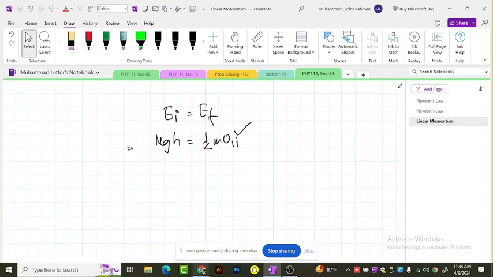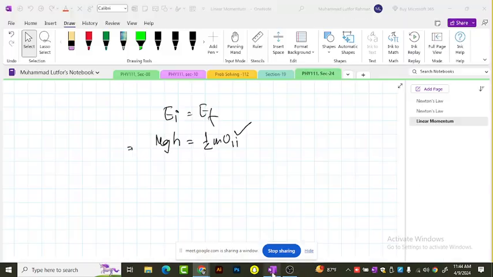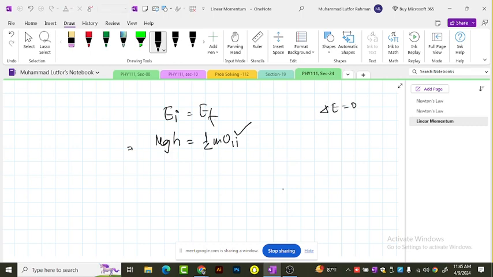Sir, is there any friction on that curve? No, it's frictionless. And if there were friction here, the equation would be different. Exactly. The change of mechanical energy should be equal to the work done by the frictional or non-conservative force. Remember, I write delta E equals 0 for a conservative system, and for a non-conservative system delta E equals the work done by the non-conservative force.